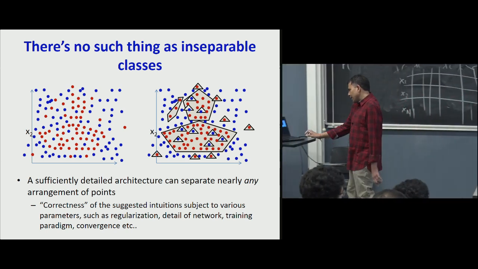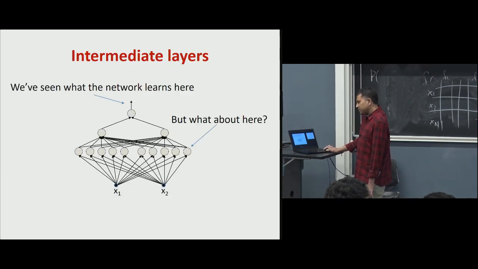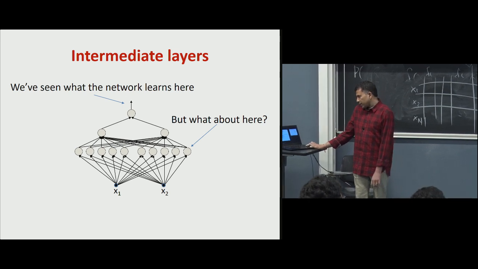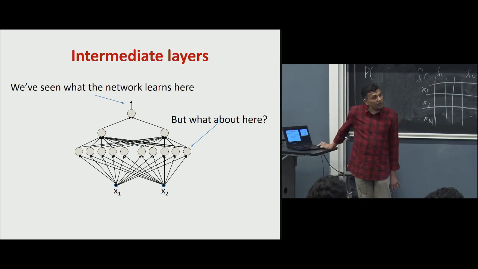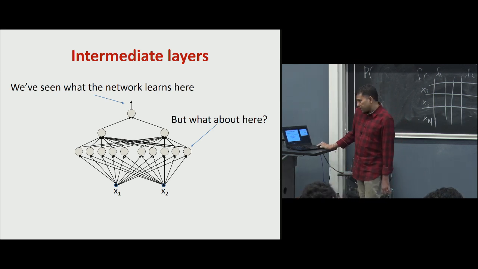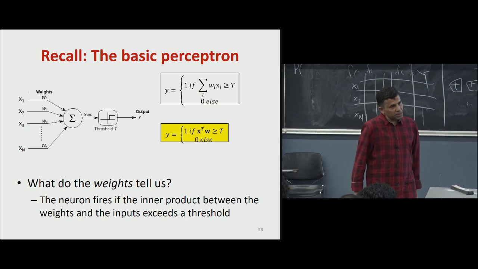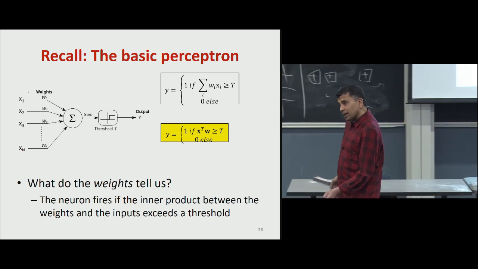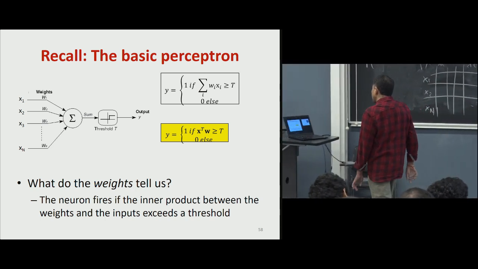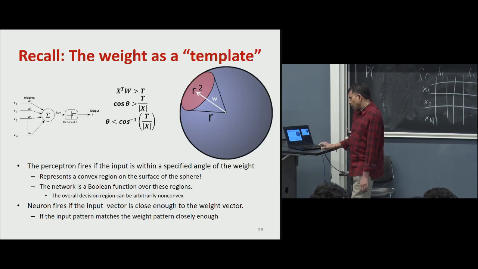So I'm going to change gears. We've seen what happens to the network out here. We've seen what happens to the network at the intermediate layers. But what about at the very first layer, let's say? I'm just using the first layer as an example. Remember the basic perceptron. I'm still speaking of the threshold-based perceptron, but this can be extended to other kinds of perceptrons. The perceptron fires if the inner product between the weights and the input is greater than a threshold, right? So what exactly does that mean?